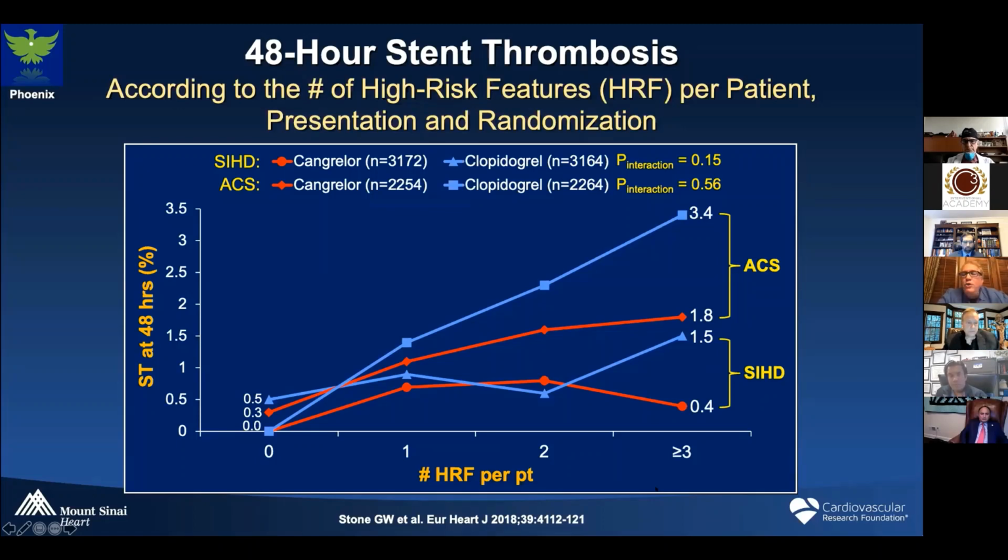But even if you look at stable ischemic heart disease, and this is more relevant to the case that Sandeep did, his clearly would have fallen into the 3 or more high-risk features. And here you can see his 48-hour risk of stent thrombosis would have been about 1.5% and would have been knocked down a full absolute 1 percentage point down to 0.4% with Kangol as opposed to clopidogrel.